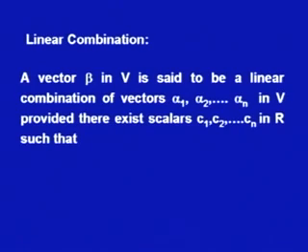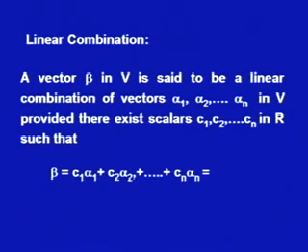Now, we define linear combination. A vector beta in V is said to be a linear combination of vectors alpha 1, alpha 2, ..., alpha n in V, provided there exist scalars C1, C2, ..., Cn in R such that beta is expressed as C1 alpha 1 plus C2 times alpha 2 plus C3 times alpha 3 and so on up to Cn alpha n. In short, we write it as the summation i is equal to 1 to n of C i alpha i. It is a compressed form of representing this linear combination.